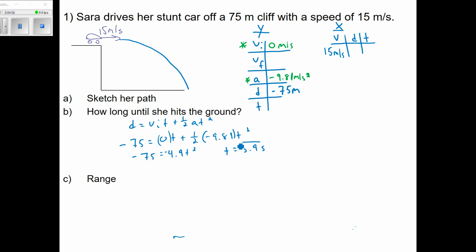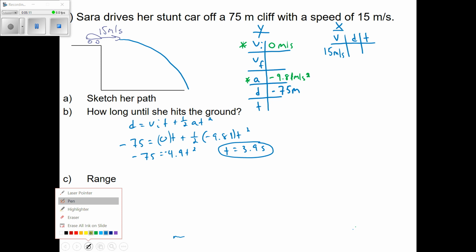And if I solve, I get 3.9 seconds. So one of the keys in these problems is I'm going to fill this number into the chart. Now I'm going to put it in a different color for you. So we found 3.9 seconds.